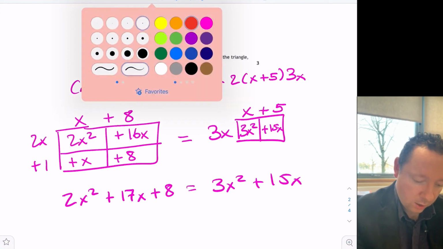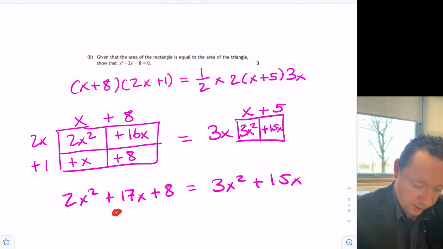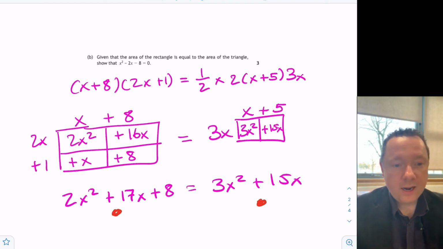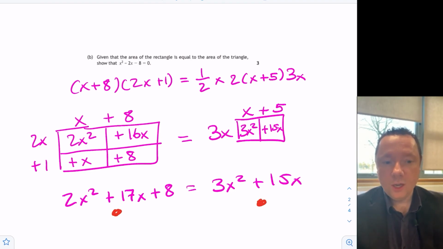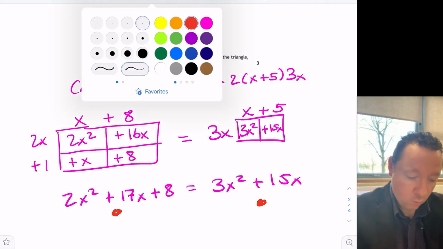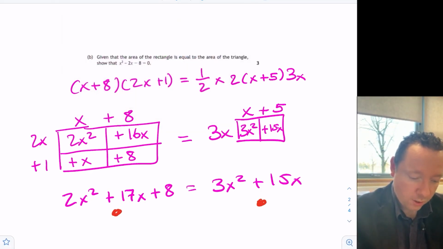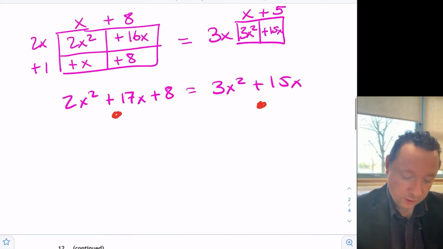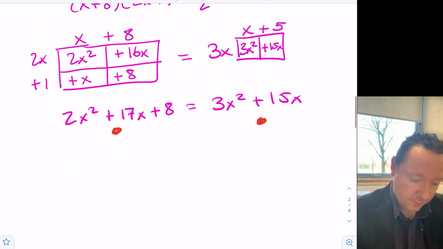You would get a mark for expanding this bracket and a mark for expanding that bracket. And then a mark for making them equal to each other and then somehow getting it down to the expression that they want. Now, the expression they want is equal to 0, so I need to move everything over to the same side. So I've got 2x squared, and on the right-hand side I've got 3x squared plus 15x.